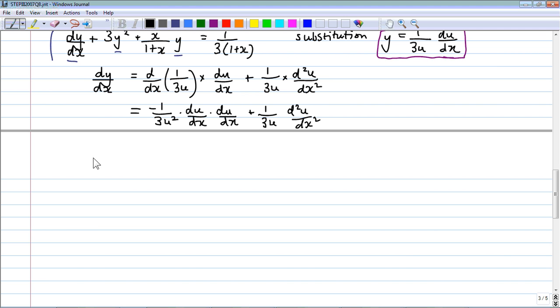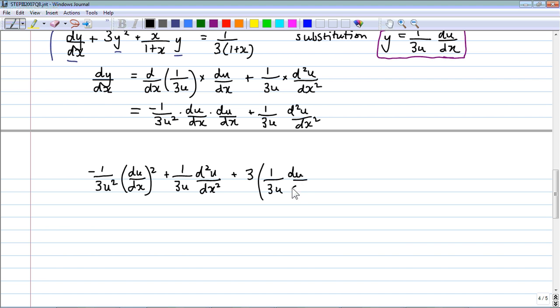So I'll just do it here. dy by dx, that's minus 1 over 3u squared du by dx all squared, plus 1 over 3u d2u by dx squared, plus, now we're going to go to this term here, 3y squared, that's 3 times 1 over 3u du by dx all squared, that's y squared, plus x over 1 plus x times y, which is equal to 1 over 3u du by dx. And on the right hand side we still have 1 over 3 times 1 plus x, no change there.